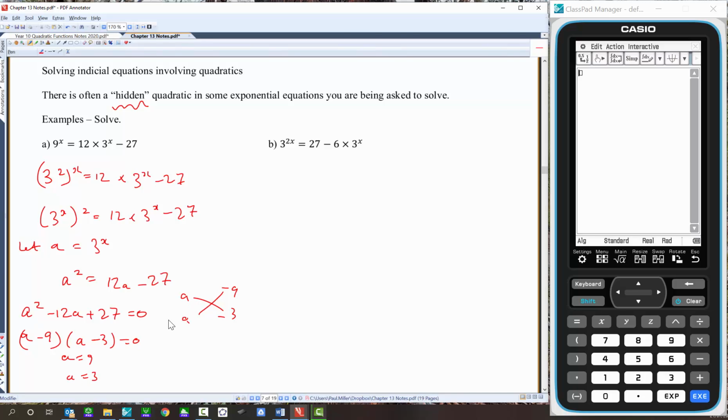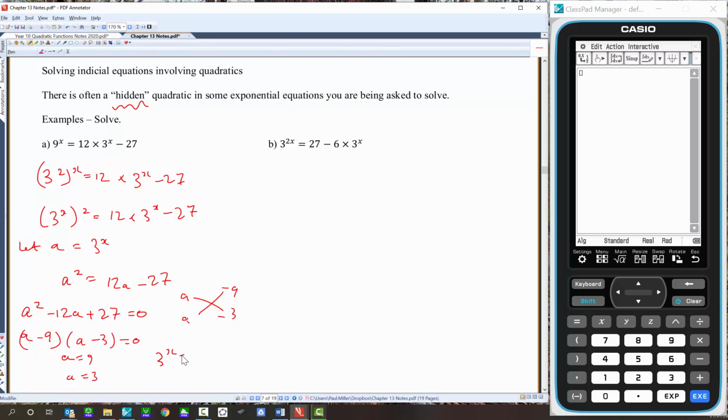Now, many students leave it at that and go, that's my answer, a equals 9 and a equals 3. Well, what am I trying to solve? I'm trying to solve this. That was solving a quadratic. Now, what we need to do is sub the 3 to the x back into this to finish the job off. This a substitution simply allowed us to further engage in the problem. Now we've got to bring it back in and solve the original problem that we were trying to solve.